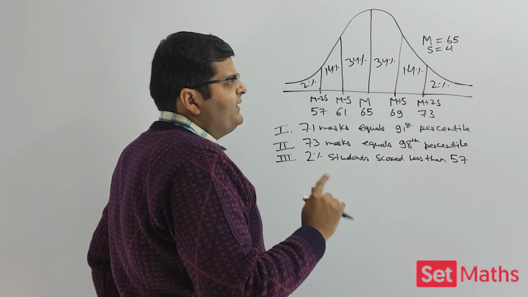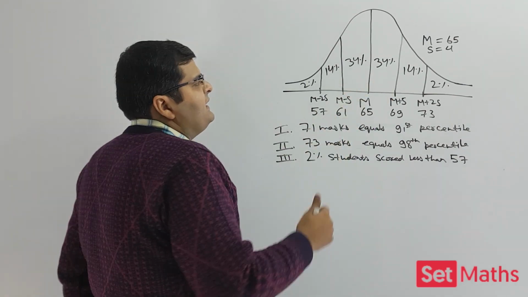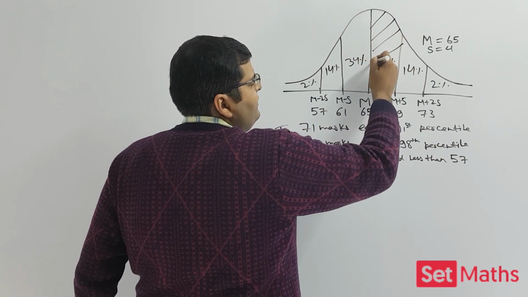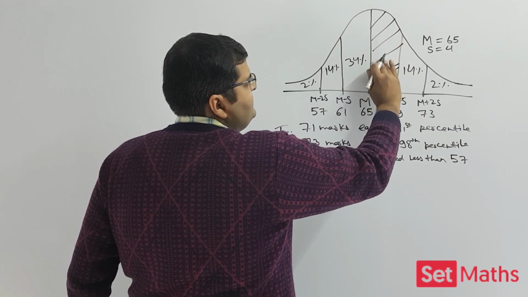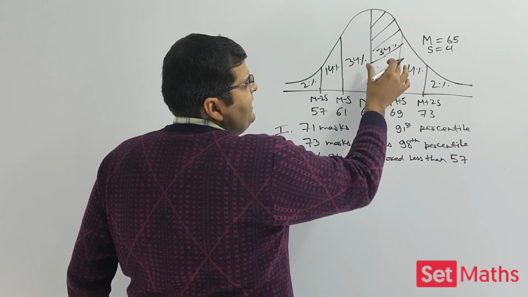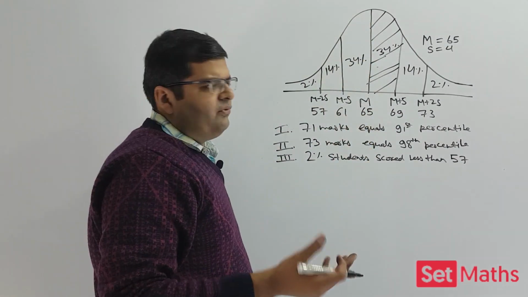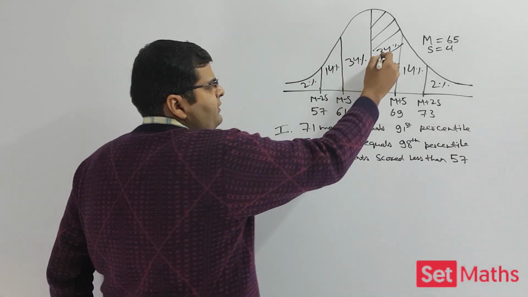Now if you look at it, how we get 34% in normal distribution is, this 34% is area under the graph. So this shading that I am doing is 34% of the graph. So 34% is area under this graph. Similarly, this 34% is also area under the graph. So that is how we get the percentages in normal distribution.